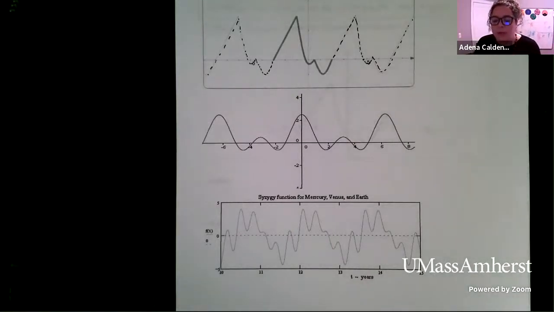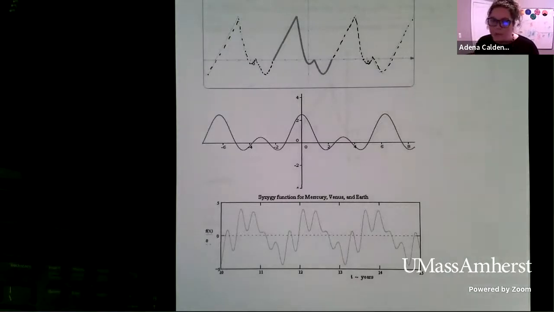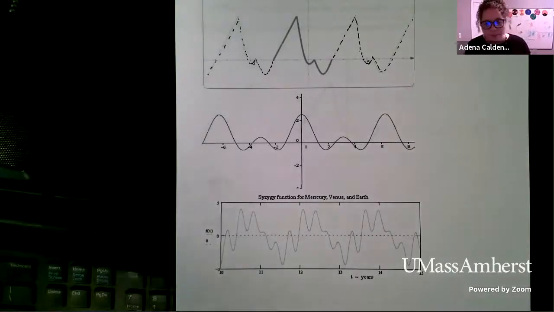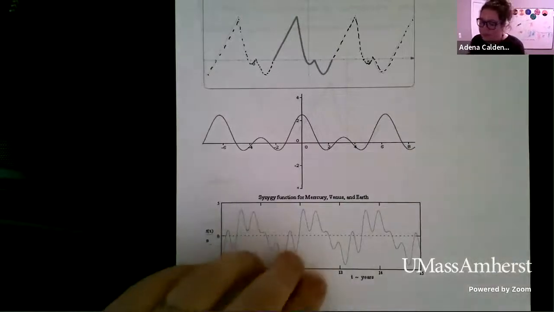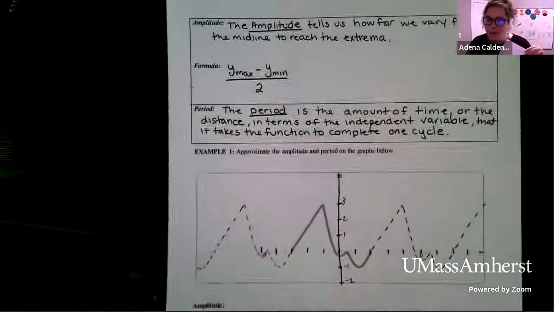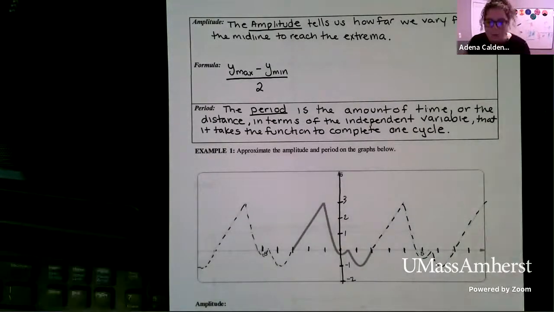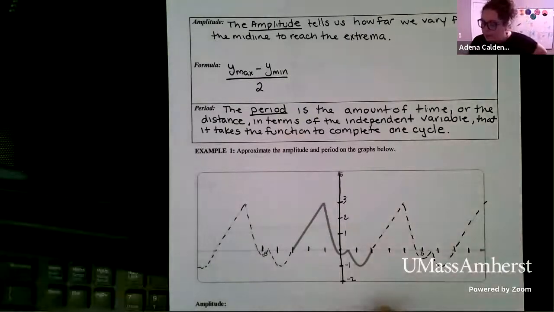Well, there are two key pieces of information we need to talk about periodic functions and to do predictive analysis of these types of functions. The two big things we're going to be talking about are something called amplitude and something called the period. So first, let's talk about the amplitude.